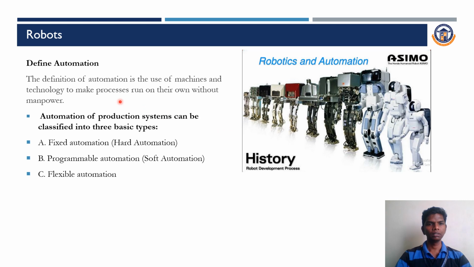So what is automation? The definition of automation is the use of machines and technology to make processes run on their own without manpower. Without manpower, the action will take place. That is called automation. The automation of production systems can be classified into three types: the first is fixed automation, the second is programmable automation, and the third is flexible automation.